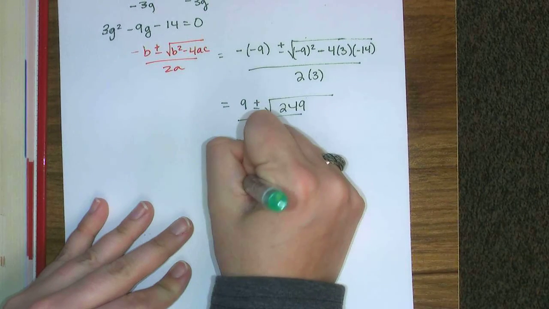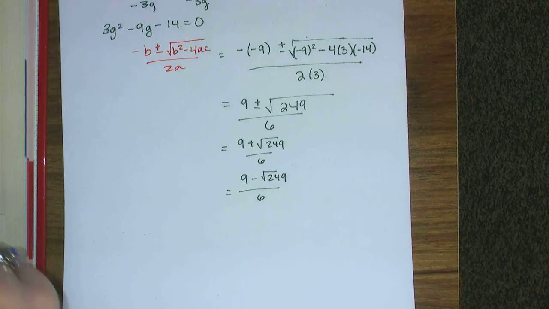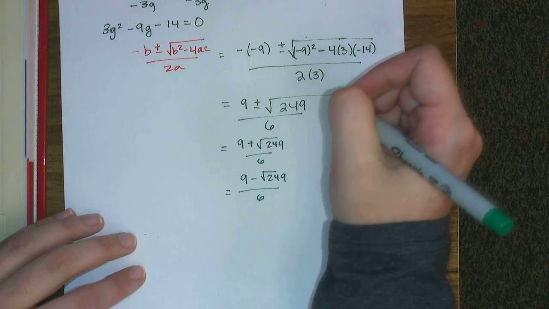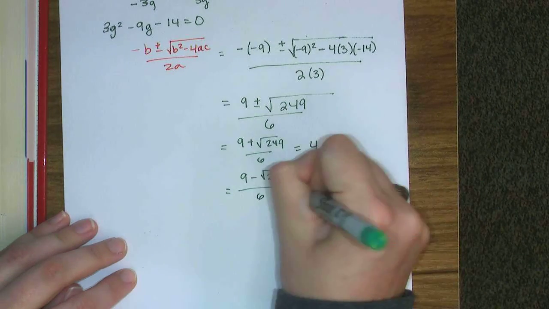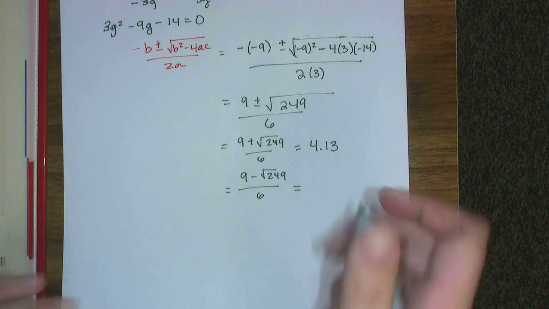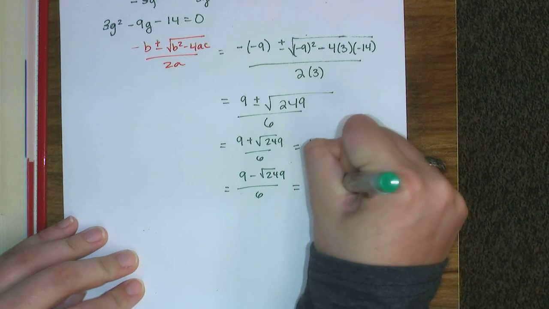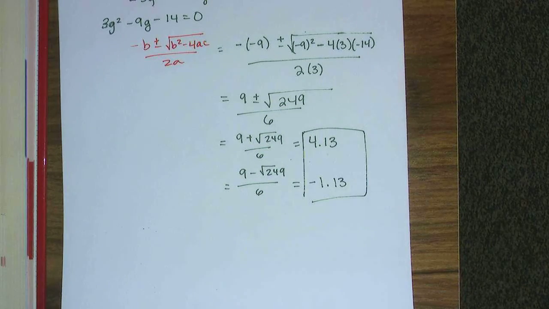So 9 plus the square root of 249 divided by 6 is 4.13. And 9 minus the square root of 249 divided by 6 is minus 1.13. So I'm just plugging in my calculator there. I've done that a couple times on the screen, so hopefully you can do that. Mainly, once you get this stuff plugged in, your calculator will do the rest.